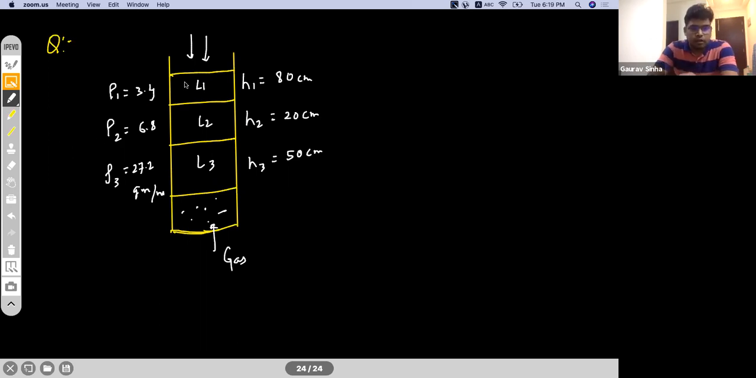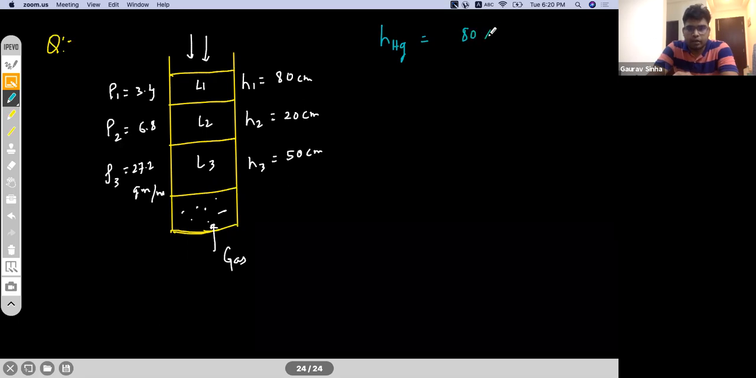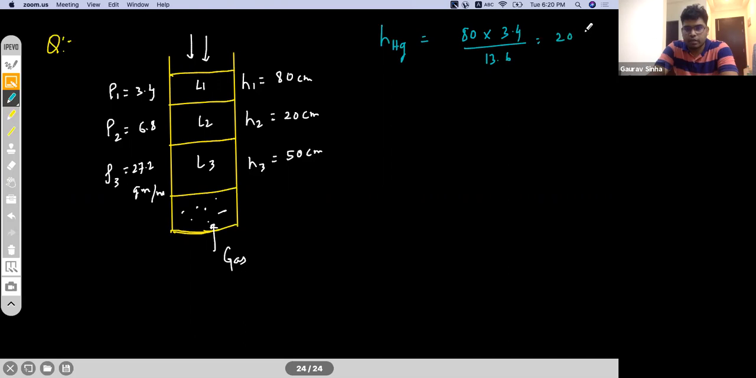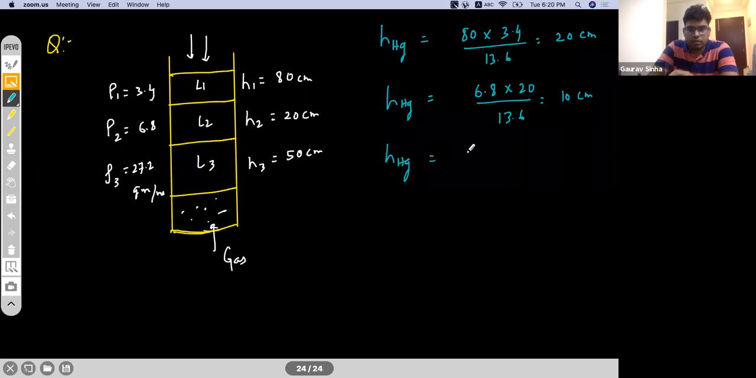See, what we need to do again, corresponding to this height, what should be the height of the mercury column which exerts the same pressure? So with that formula, we can directly find out. For the first liquid, H of Hg should be 80 into 3.4 divided by 13.6. This is 20 centimeter. Similarly, for the second liquid, the corresponding height of the mercury column would be 6.8 density, 20 centimeter height, divided by 13.6. This we are getting 10 centimeter of Hg. H of Hg for the third liquid is 50 into 27.2 divided by 13.6 equals 100 centimeter of Hg.